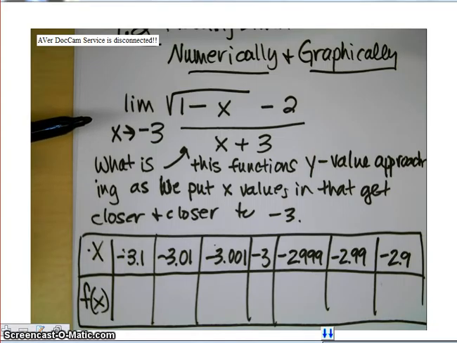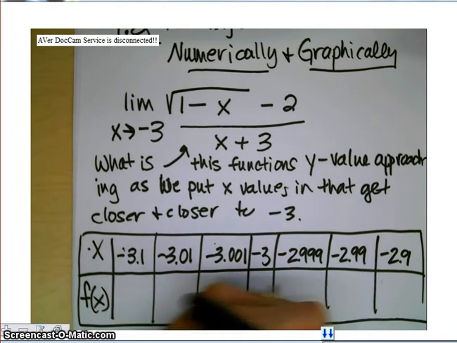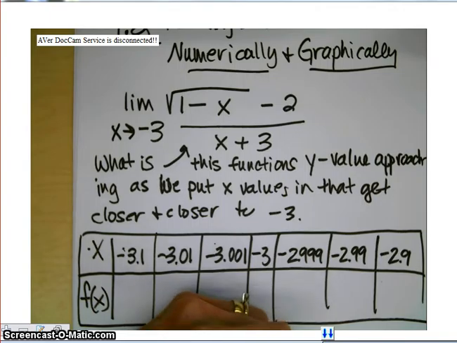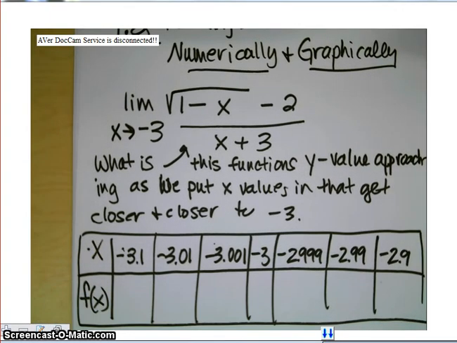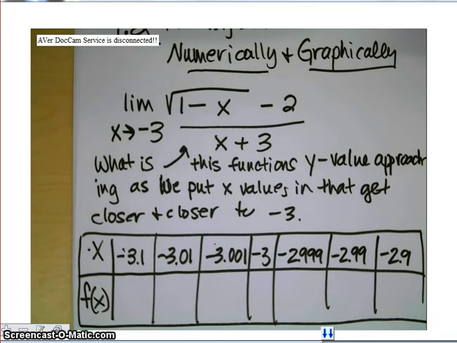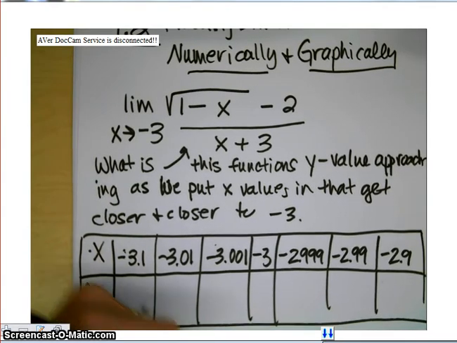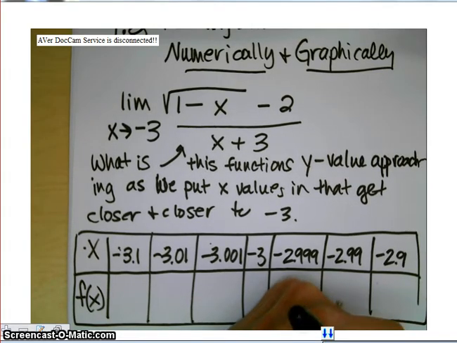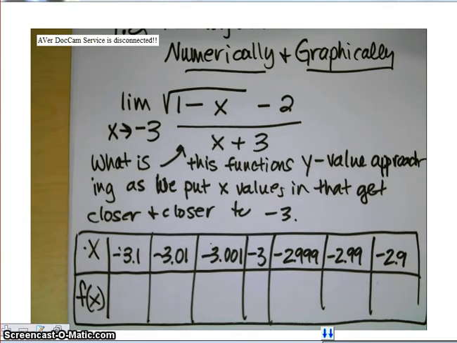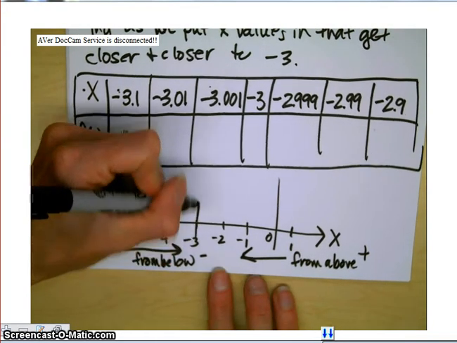How many ways can you approach -3 on the x-axis? Okay, here's the graph. Here's the x-axis. Here's 1, here's 0, here's -1, -2, -3, and -4. How many ways can I come at -3 if I'm on the x-axis? 2 ways. I can come from below, or I can come from above, which is plus, from below is minus. Does that make sense? You can't see that. So I can come from below -3 and from above it.